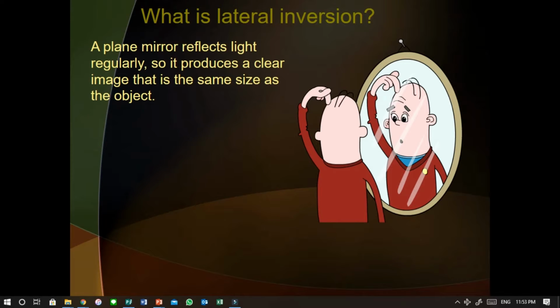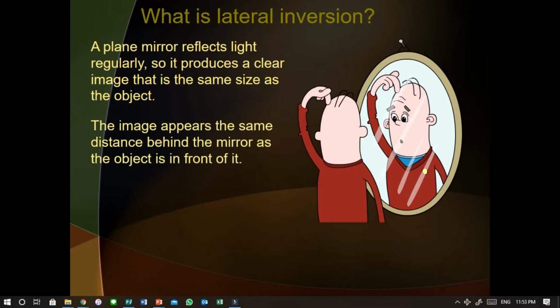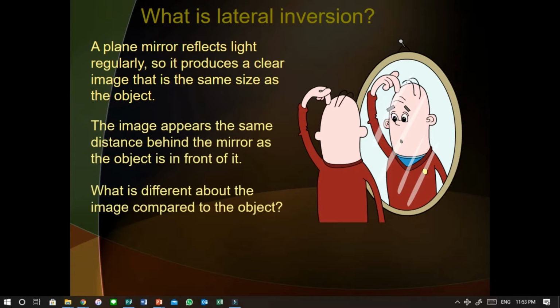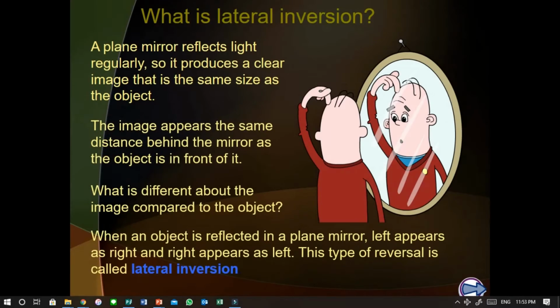So the first thing we talk about is lateral inversion. It deals with a plane mirror. It shows things the same size, but it flips right and left. And that's called lateral inversion. So your left arm appears on the same side as your right arm in the mirror image when it should be on opposite sides. Okay. It's called lateral inversion. Good little definition to start your day.